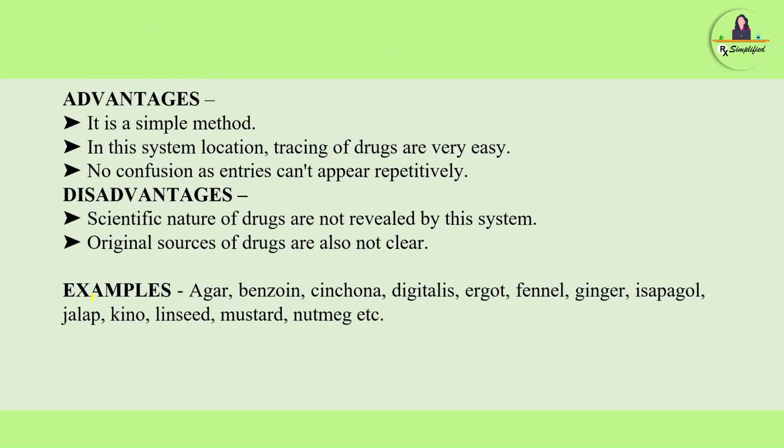Next, what are the advantages and disadvantages? Advantages: it's a simple method. In this system, location tracing of drugs is very easy. No confusion, as entries can't appear repeatedly. Disadvantage: the scientific nature of drugs is not revealed by this system. The original source of drugs is also not clear. What are the examples? Agar, benzoin, cinchona, digitalis, ergot, phenyl, etc.